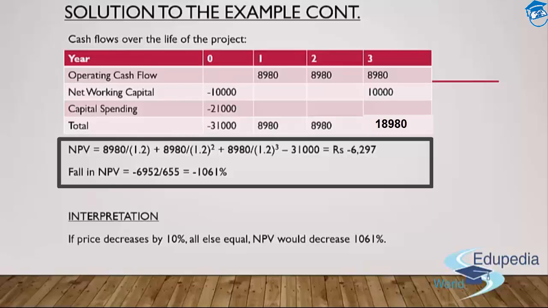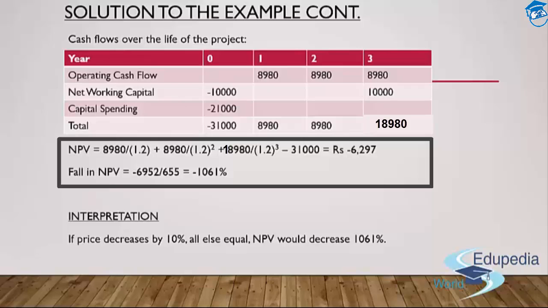So that will be 8,980 divided by 1.2 in year 1, 8,980 divided by 1.2 to the power 2, plus it would be 18,980 and not 8,980 over here. So my mistake for that particular matter. That will be divided by 1.2 to the power 3, and out of the same I'll be deducting my initial investment of 31,000. I'll get an NPV of negative rupees 6,297. So the fall in NPV is primarily minus 1061% over here.